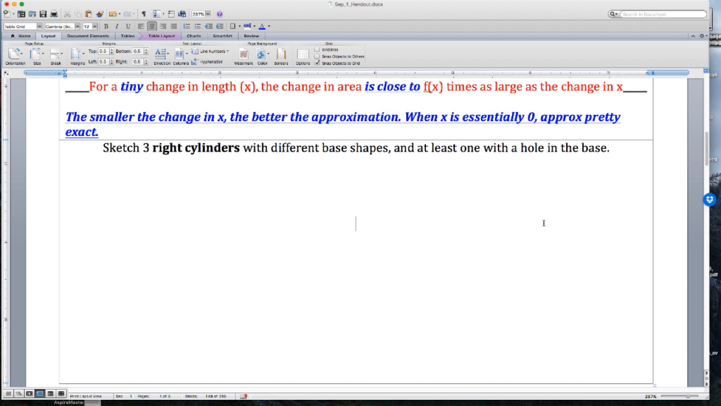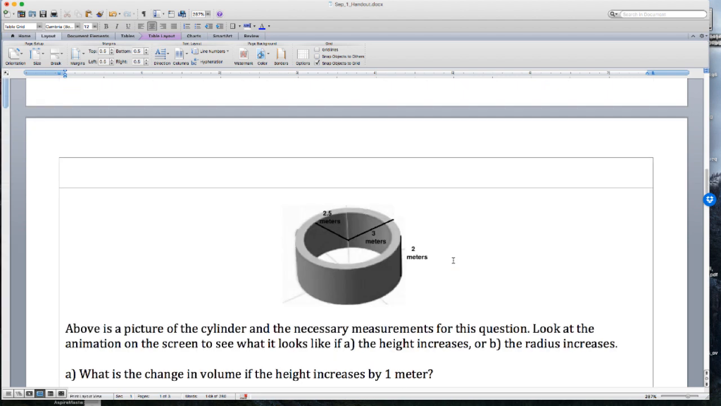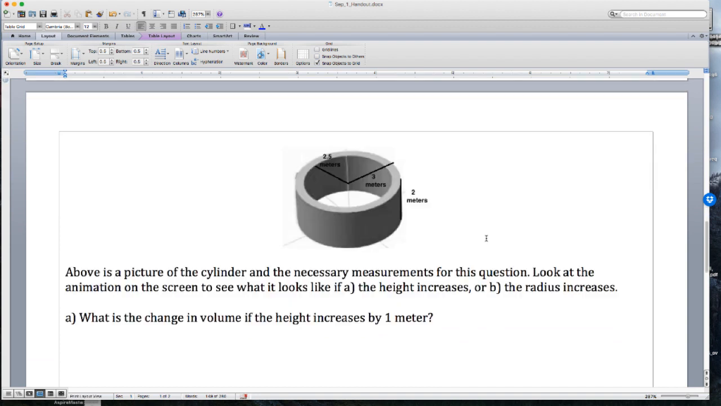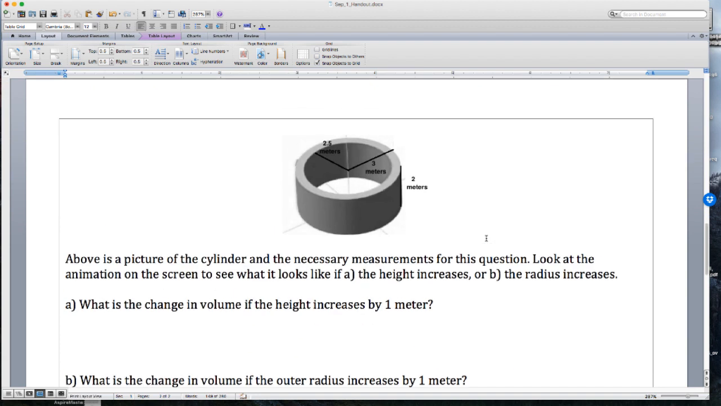No matter how many cylinders you've drawn at this point, we're good. I saw everyone keeping an eye on everyone else to make sure they understand this right cylinder. On the back, I have for you guys an example of this cylinder. If you notice, it is 2 meters high, and it's got a hole cut in the middle, so the inner radius is 2.5 meters, and the outer radius is 3 meters.